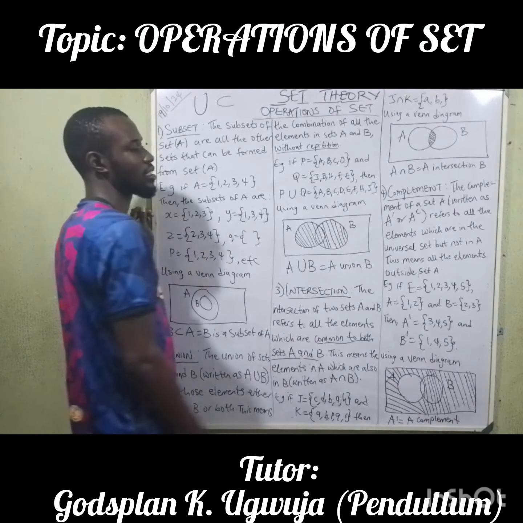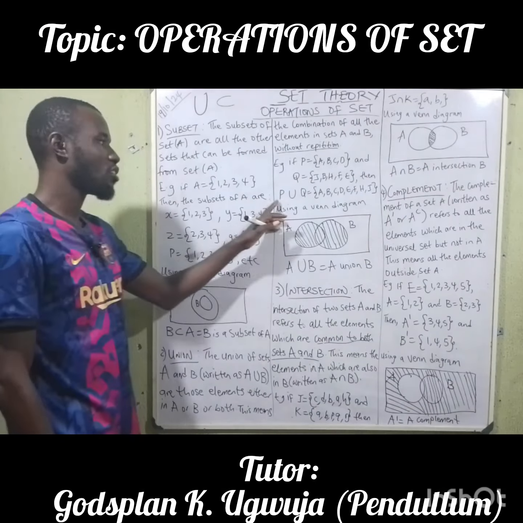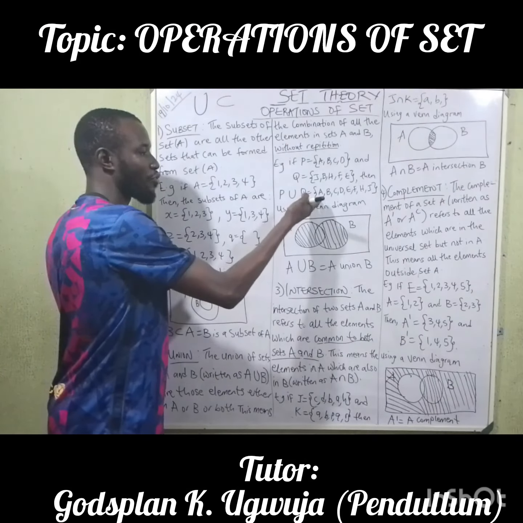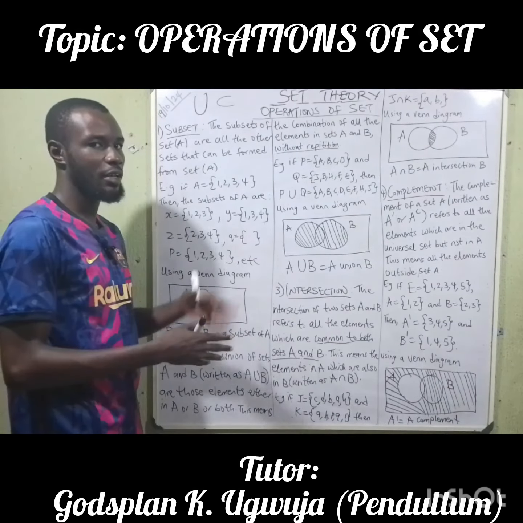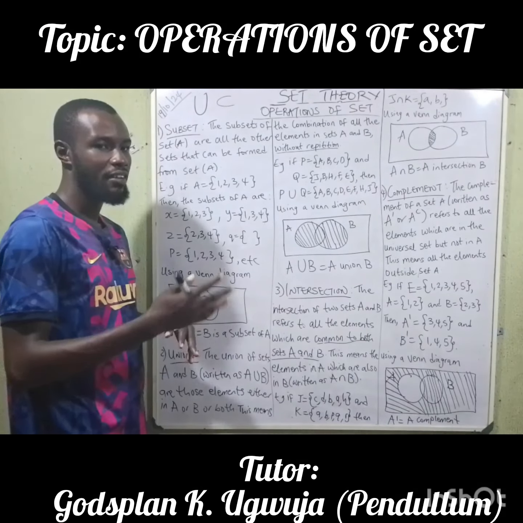So this is P union Q. This is the set formed by the union of P and Q, taking everything in P and combining with everything in Q.